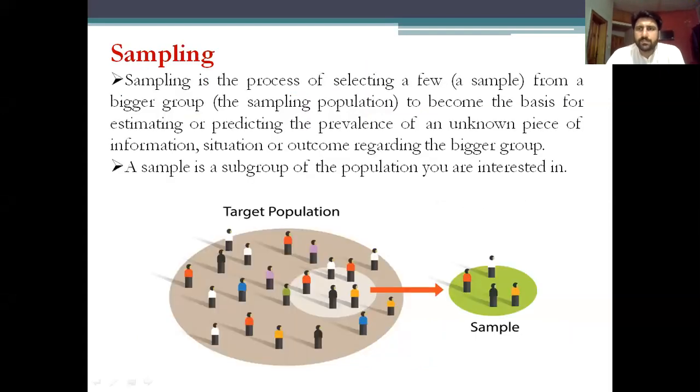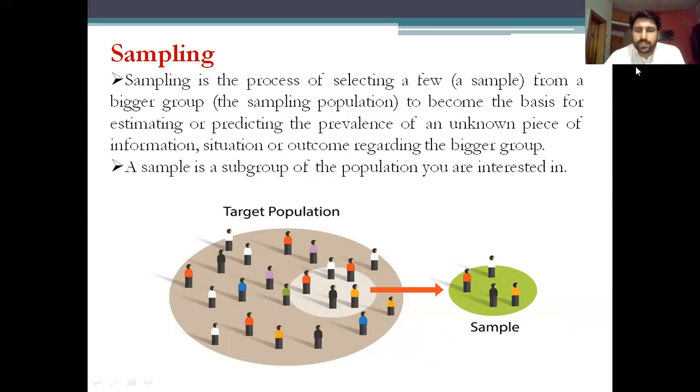The topic of this lecture is selecting a sample using mixed sampling design. As previously told, sampling is the process of selecting a few, that can be individuals or elements, that is called a sample, from a bigger group or the sampling population, to become the basis for estimating or predicting the prevalence of an unknown piece of information, situation, or outcome regarding the bigger group.